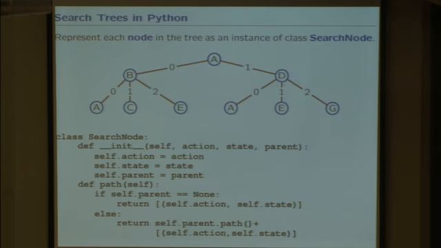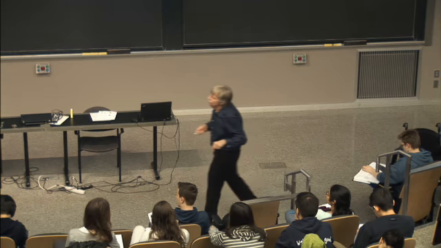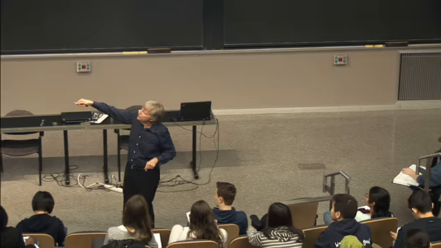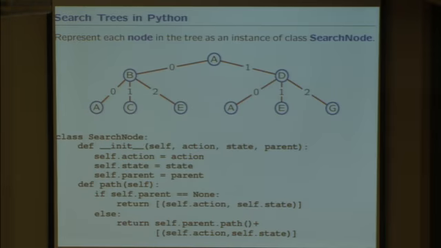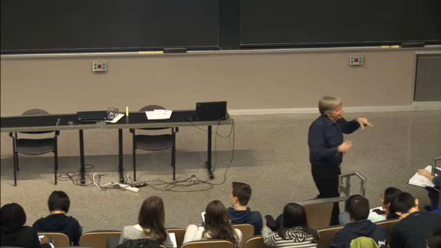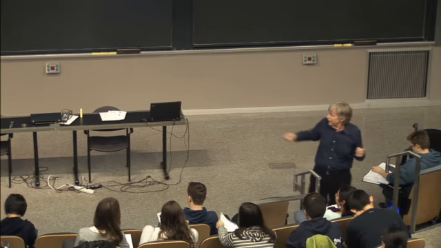However, if I'm anybody other than the initial state, the initial node, sorry. If I'm anybody other than the initial node, then figure out the description of the path to my parent and add the action that got me here and my state. So that's what this is.